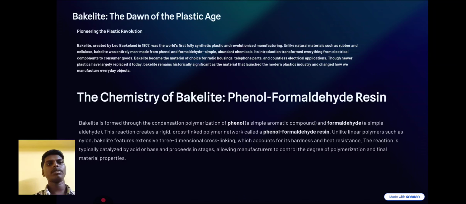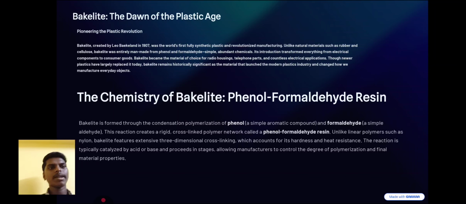Bakelite became the material of choice for radio housings, telephone pots, and countless electrical applications. Though newer plastics have largely replaced it today, bakelite remains historically significant as a material that launched the modern plastics industry and changed how everyday objects are manufactured.